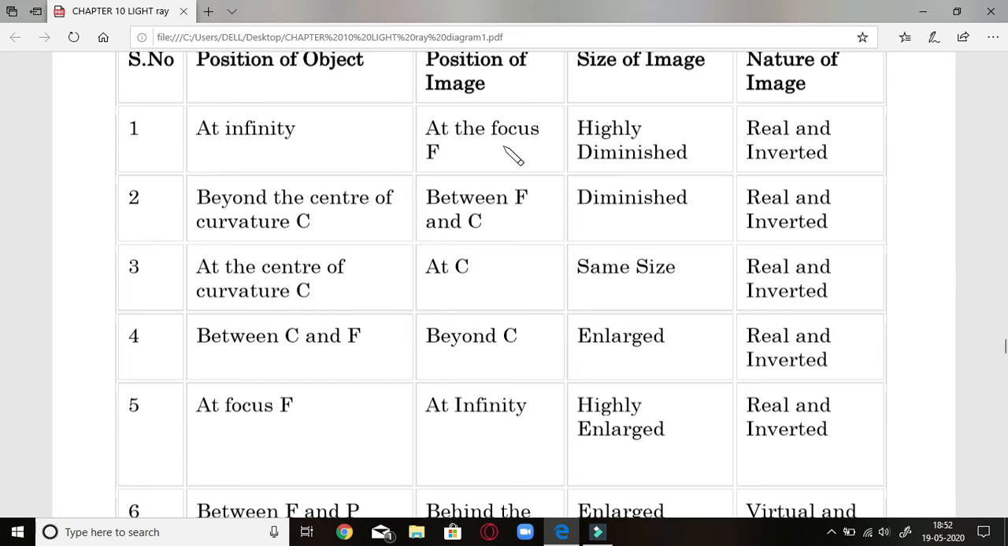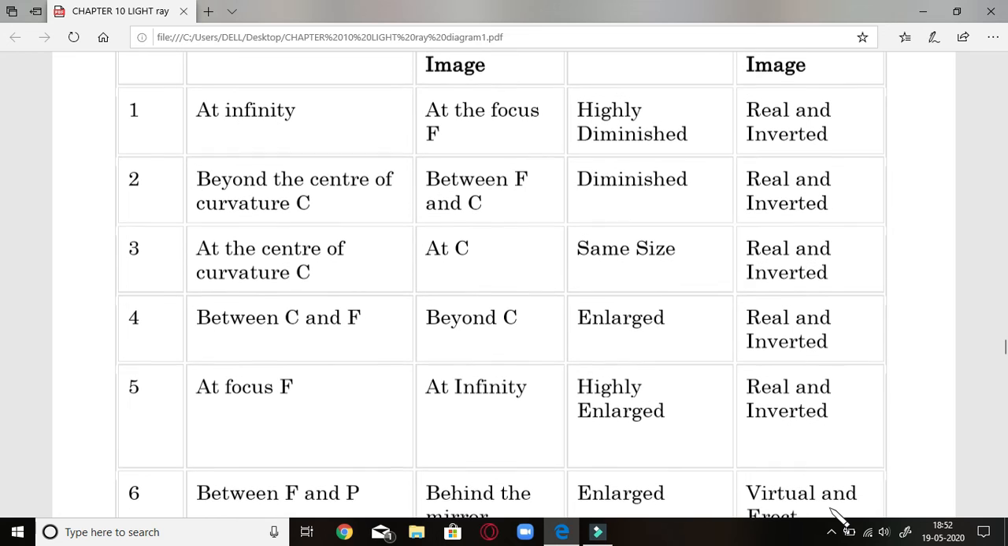But one very interesting thing is that the image size goes on increasing. It is highly diminished at the first position, then diminished, then of the same size, then enlarged, then highly enlarged. So as you bring the object, like a candle, near to the concave mirror, the size of the image changes from highly diminished to highly enlarged. And it also changes from real and inverted in all these cases to a virtual and erect image. This is one very interesting thing about it.